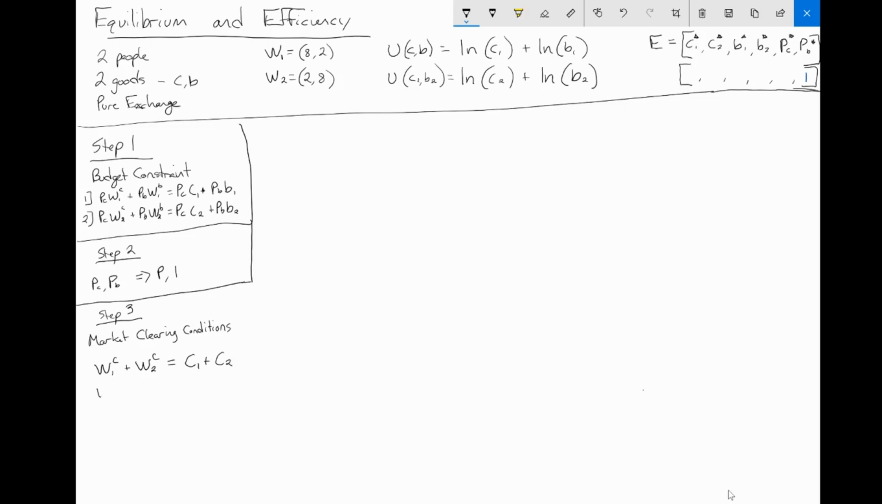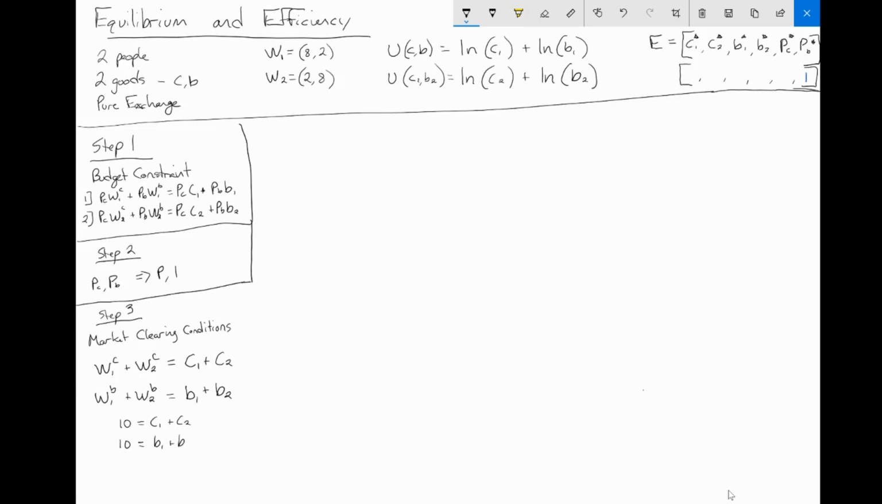The same thing for bagels. The total amount of bagels in the economy is person 1's initial endowment of bagels plus person 2's initial endowment of bagels. And this has to be equal to the amount of bagels that person 1 consumes plus the amount of bagels that person 2 consumes. We can simplify this by plugging the numbers in, and we see that this is 8 plus 2. And so this simplifies to 10 equals C1 plus C2. And then this equals 10.